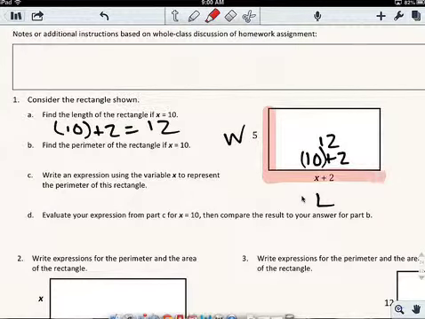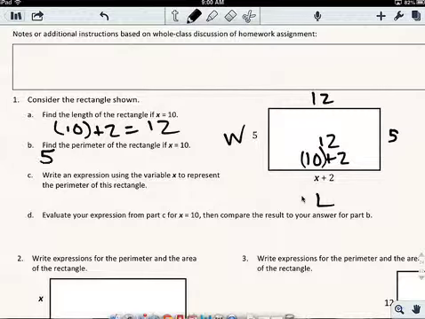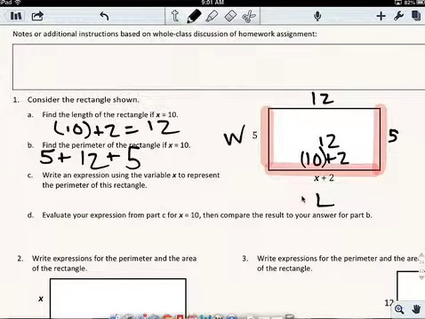We have to do this side plus this side plus this side plus this side. Since this side is 5, this side has to be 5 as well. And since this side is 12, this side has to be 12 as well, because opposite sides in a rectangle have the same length. Now I'm going to start adding it together. So I have 5, and that is this side, plus 12, and that is this side, plus 5, and that is again this side, and then plus 12, and finally that's this side.